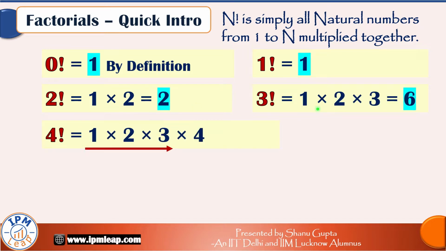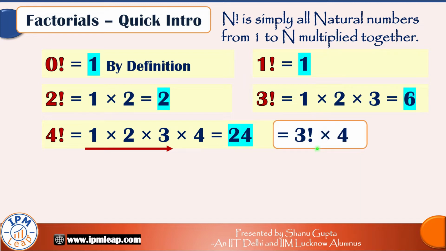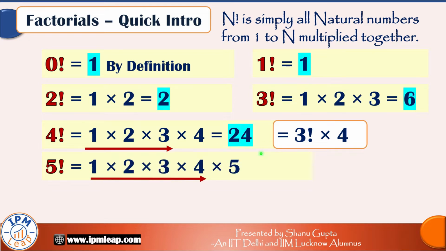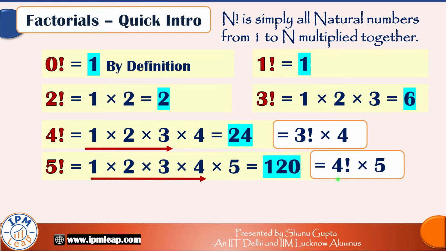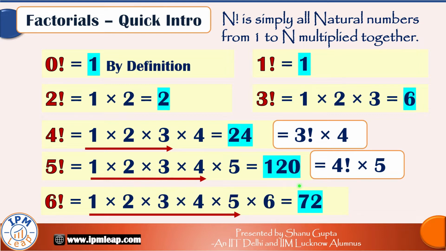4 factorial is equal to 1 into 2 into 3 into 4, which can also be written as 3 factorial into 4, and hence its value is 24. 5 factorial is equal to 4 factorial into 5. So it's equal to 120. 6 factorial is equal to 5 factorial into 6. So 5 factorial is 120. 120 into 6 is 720. 6 factorial is equal to 720. For all calculations, we do not need to calculate the values of factorials more than 6. So how do we solve a combinations notation is what we are going to do in the next section.